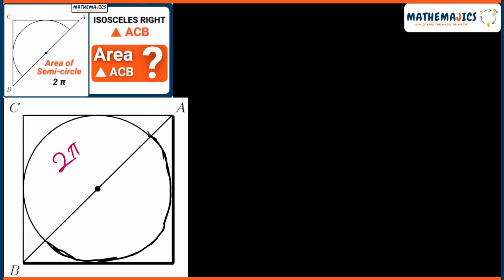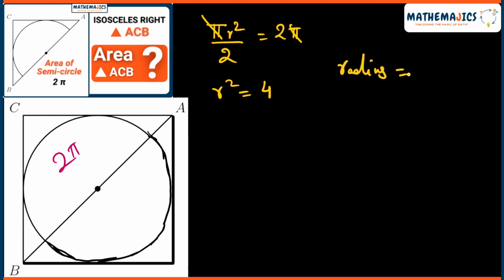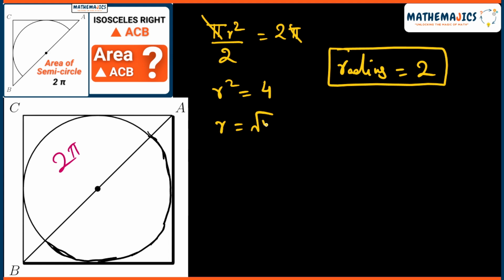Now, please see the area of semicircle given here is 2 pi. Let's use this to find the radius of this semicircle. Area of semicircle is pi r square by 2, which is equal to 2 pi. So pi and pi will get cancelled and r square will turn out to be 4. That means the radius of this semicircle will turn out to be 2. Because r square is 4, r will be under root 4, which gives us radius as 2.